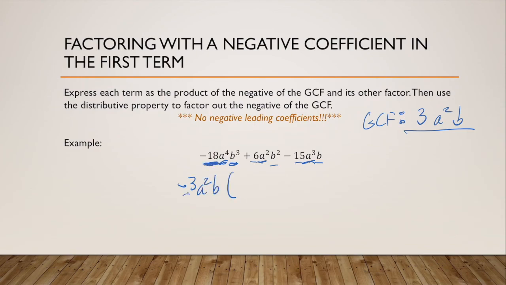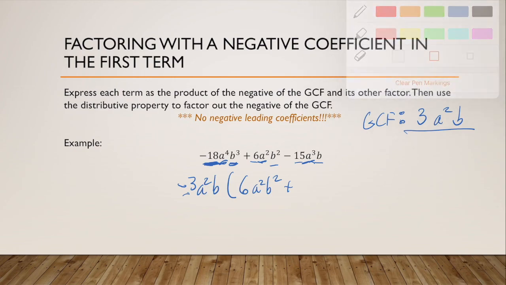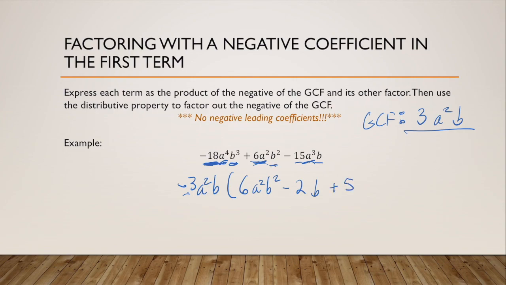Negative 3 times what gives me a negative 18? It's positive 6. I've got a squared b squared, and then minus, not plus, right? Because now we're pulling out a negative. I have negative 2b, because I already have an a squared and a b, plus 5a. So we pulled out that negative with us, so we always have to remember to change the sign.